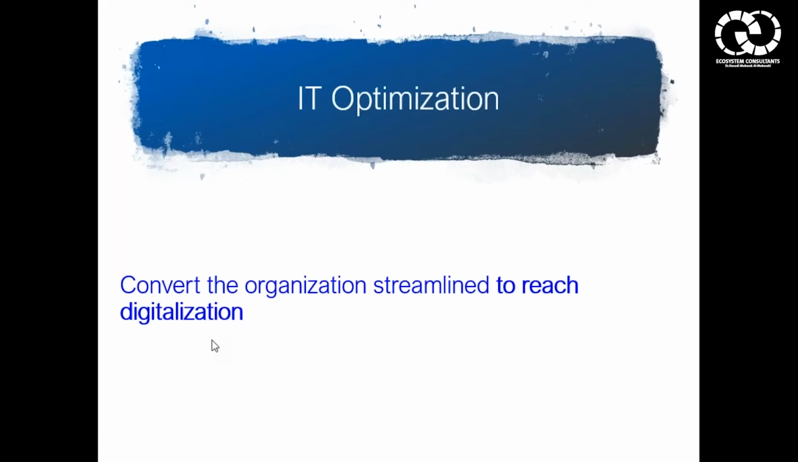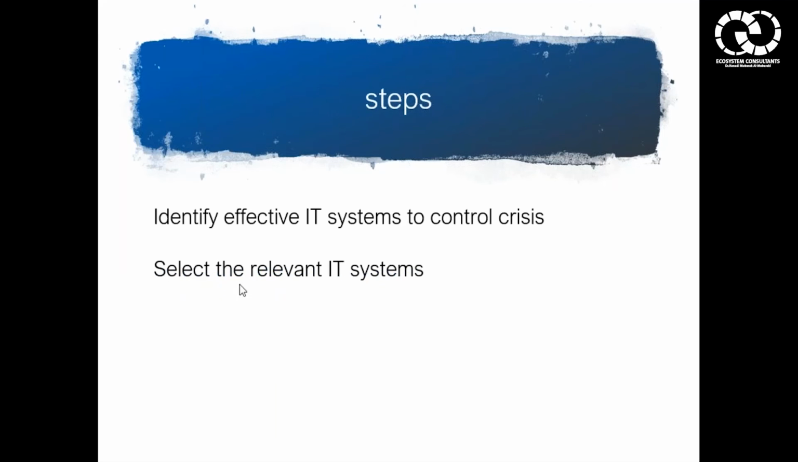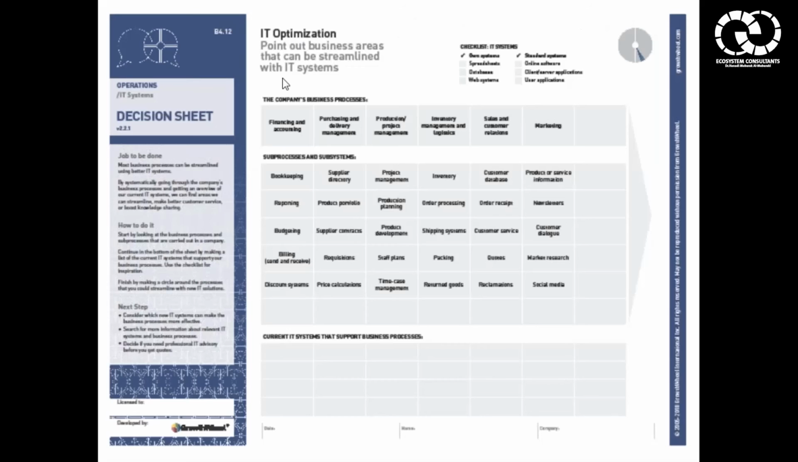Nobody knows, maybe in the future we will have a full lockdown, not only partial. Then we will identify the effective IT system to control the crisis, and we will select the relevant IT system again. This is the IT optimization. We will list here all the IT optimizations that I would like to be used. As I mentioned before, in the corner you will see one focus area from operation, and you will see the checklist for my tools. Here I write all my information, analyze, and get the outcomes with minimum risk.